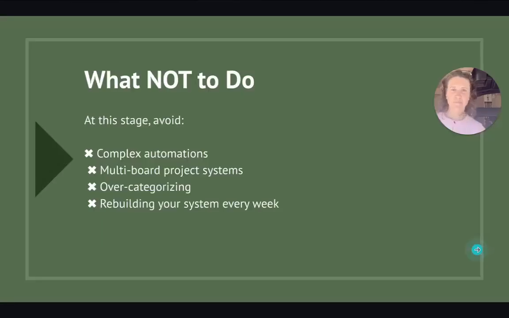All right. So what not to do. At this stage, we want to avoid complex automations, multi-board project management systems, over categorizing. So you want to keep things as simple as possible. That's why we have the simple system with simple categories. And then rebuilding your system every week. I've really built in a template for you, as I just showed you, to help it be streamlined and keep it simple for you, so you don't find yourself redoing things or reworking how you're organizing your life or clients every other week.